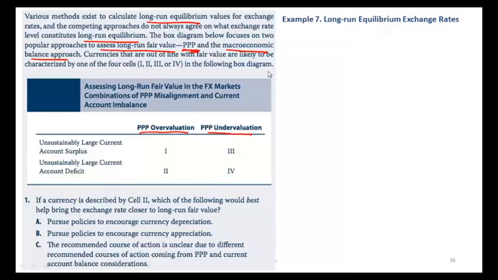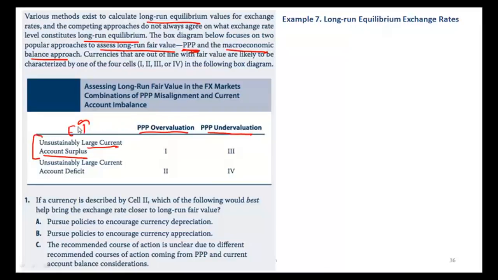The other model, the macroeconomic balance approach, says that you can have an unsustainably large current account surplus. Now, just use your common sense here. If a given country has a very large current account surplus, what does this mean? This means that exports are very high. So, if exports are very high, what sort of pressure do you think this is going to put on exchange rates?